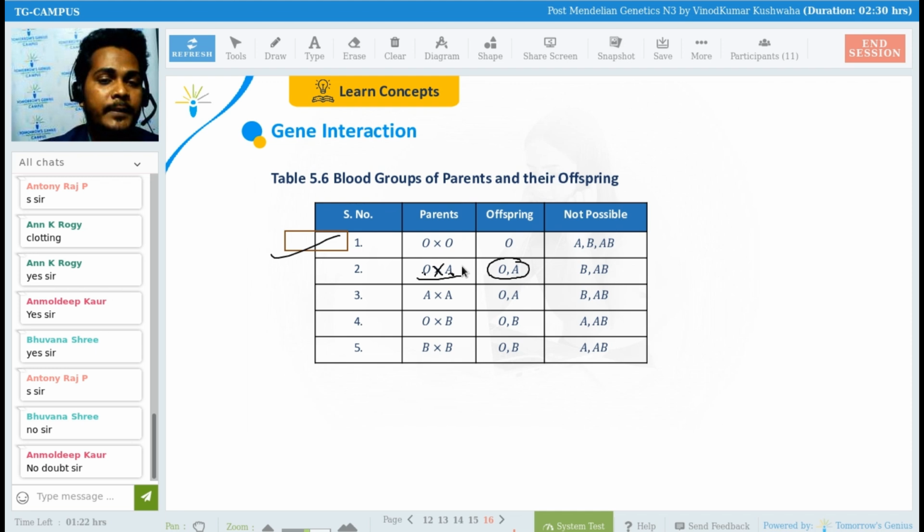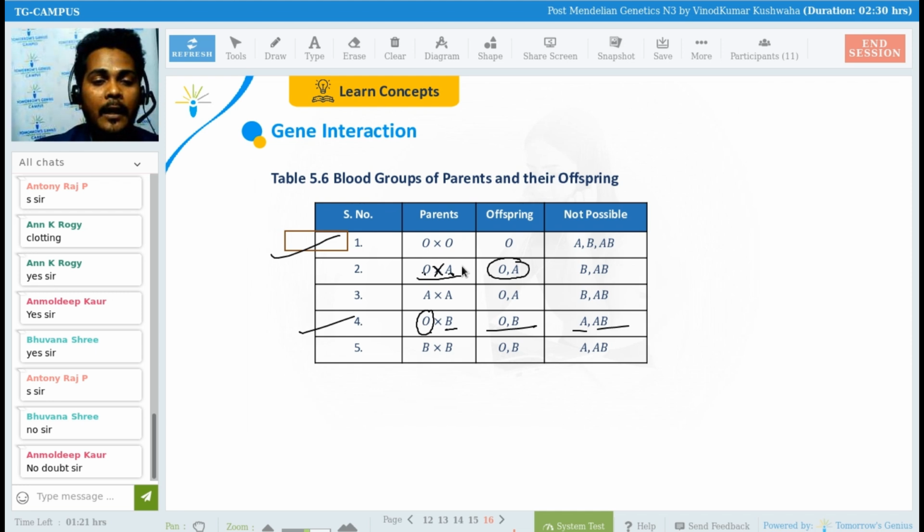Similarly, if a man homozygous for blood group B marries a woman with blood group O, this is the second condition. Their offspring will have blood group B. But if the man has blood group B and the woman has blood group O, there is no possibility of blood group A or AB. These will never appear in those offspring. Is this clear?